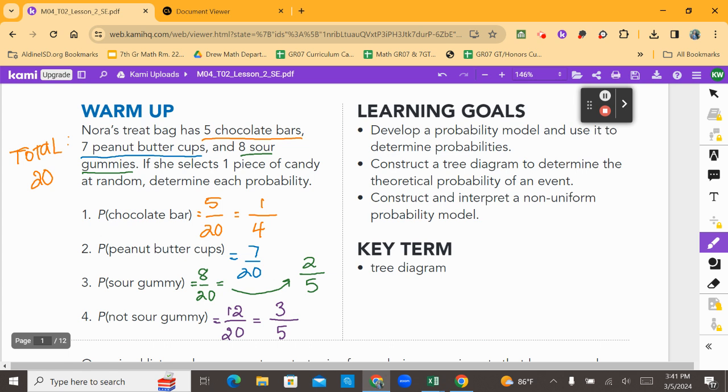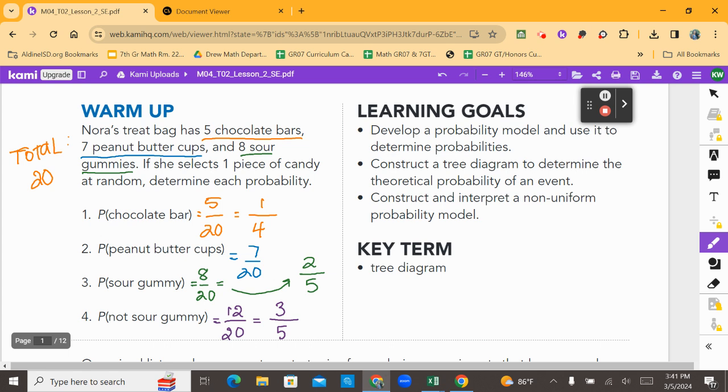If I divide the top and bottom by what number, you might have guessed it, 5, then you would get 1/4. If I divide 5 and 20 both by 5, then 5 divided by 5 gives me 1. 20 divided by 5 gives me 4. So 1/4 is our answer. For number 2, you have 7 peanut butter cups out of 20. That one cannot be simplified, so 7/20.